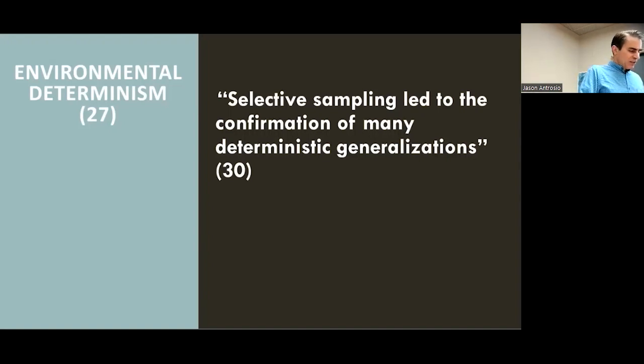And so the problem, at least, that Moran tells us at the very end of this environmental determinism section is that these deterministic theories, however, misuse inductive reasoning. That sounds dangerous. So basically, selective sampling led to the confirmation of many deterministic generalizations. What does that mean in plain English?